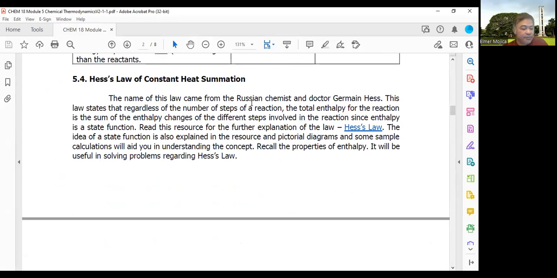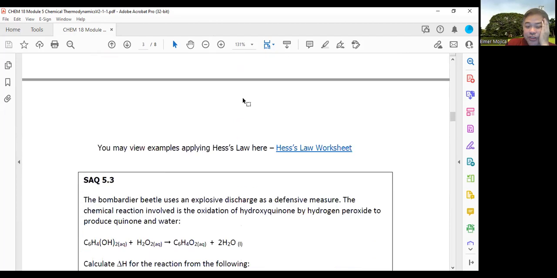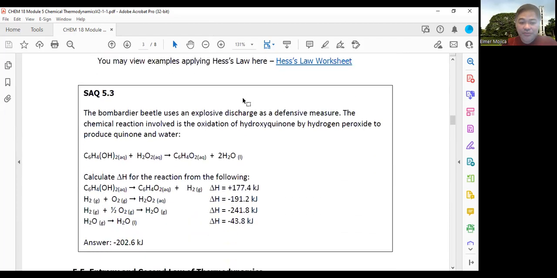So in Hess's law, this is just the summation of all the other reactions. And when you add all the reactions, the resulting delta H is just equal to the sum of the enthalpies of the added reactions. If you look at my recorded lecture, I have a lot of examples given there. So the one that I'm going to work here is just this one.